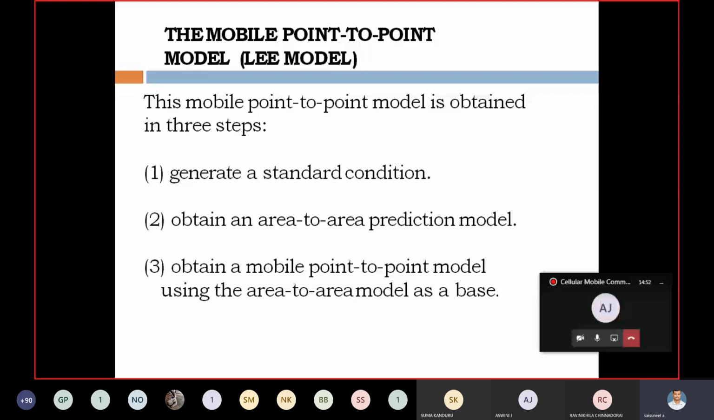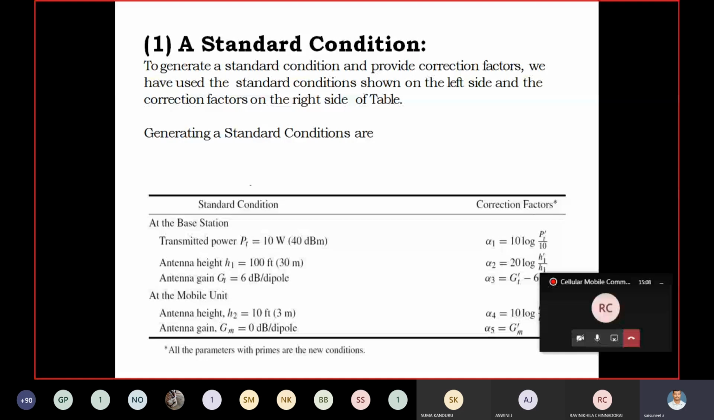What is meant by standard condition? In this standard condition, we have to check initially, before fixing the cell phone tower, how much distance a given transmit power covers. Suppose we transmit 50 watts of power through that antenna, and it supports a maximum of 5 kilometers. But we have to cover 10 kilometers. Then we have to increase that power. How much should the power be increased?